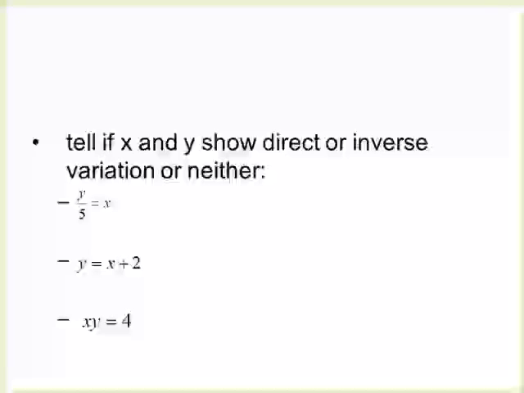To see what pattern it follows, we need the y to be alone. So these are some unfortunate bullet points. They're not negatives. It's just PowerPoint turns bullet points into negative-looking things. So in the first one, if I want to solve for y, what do I need to do? Multiply both sides by 5. So I get that y is equal to 5x. Is that direct, inverse, or neither? Direct. It's a multiplication relationship.